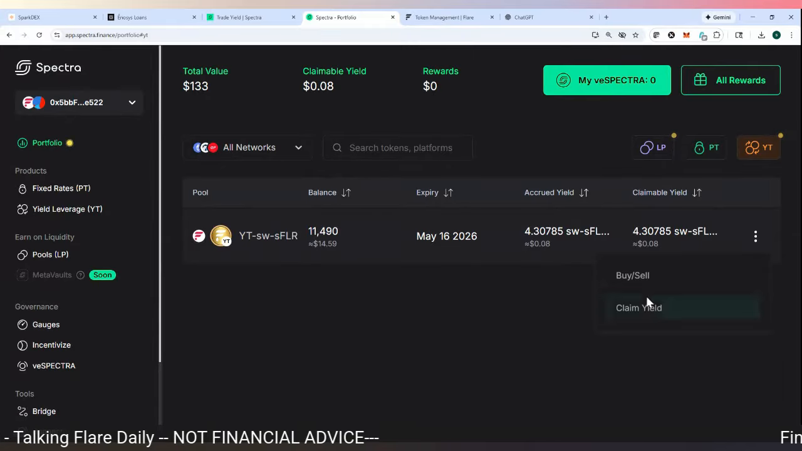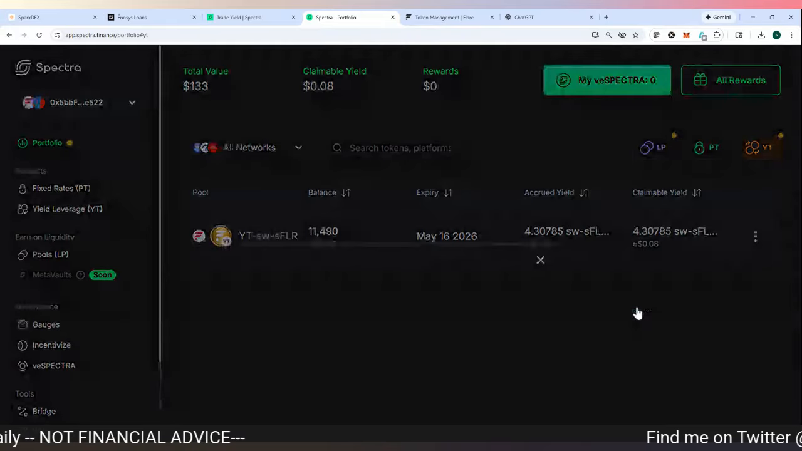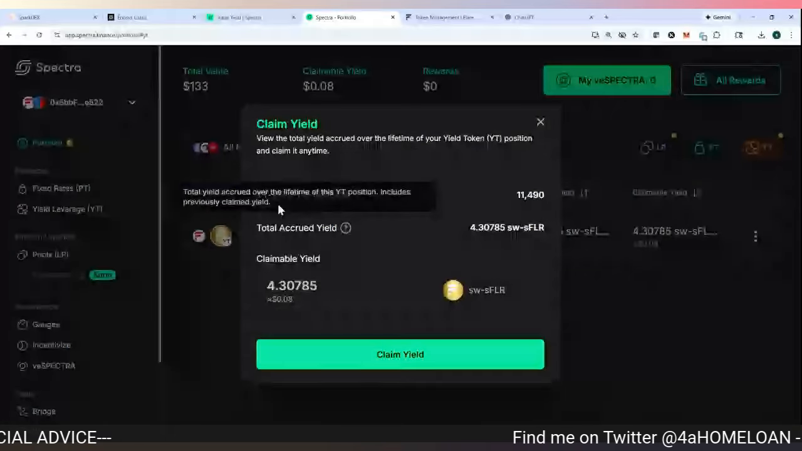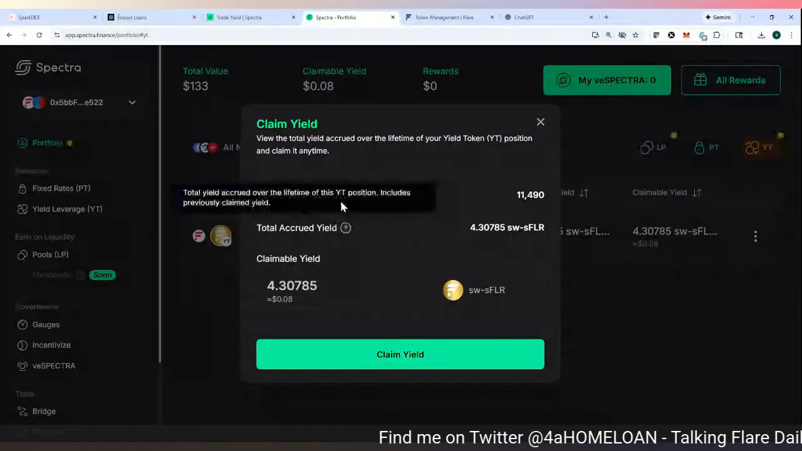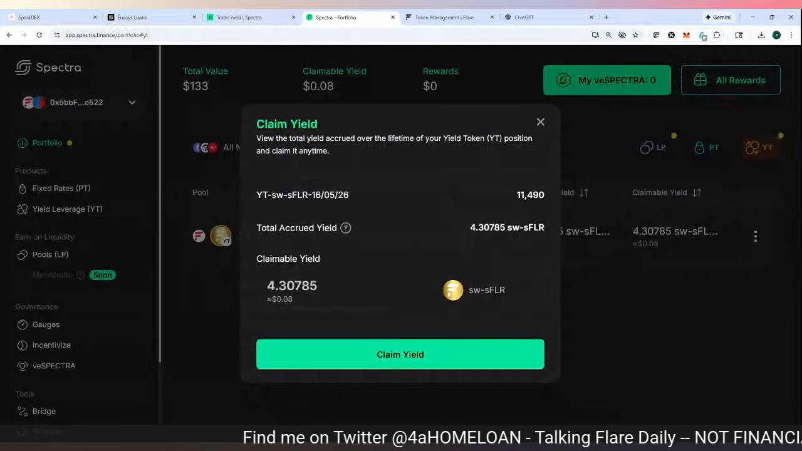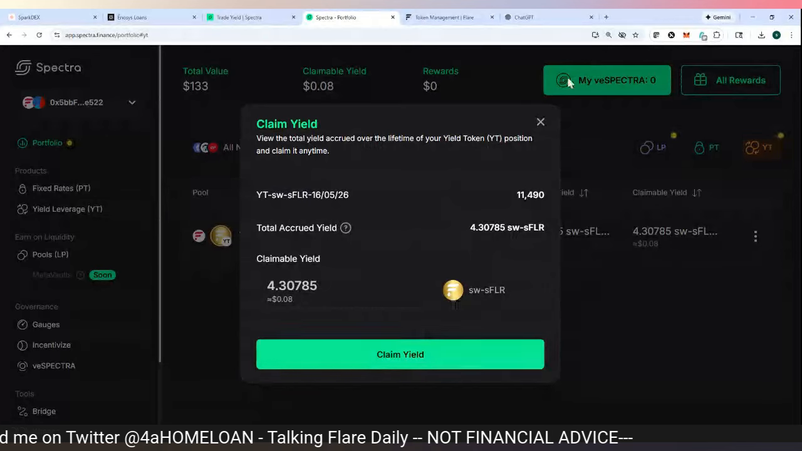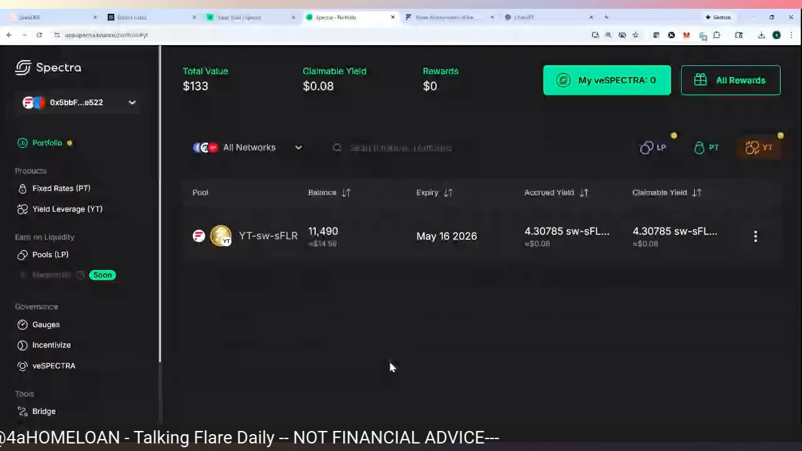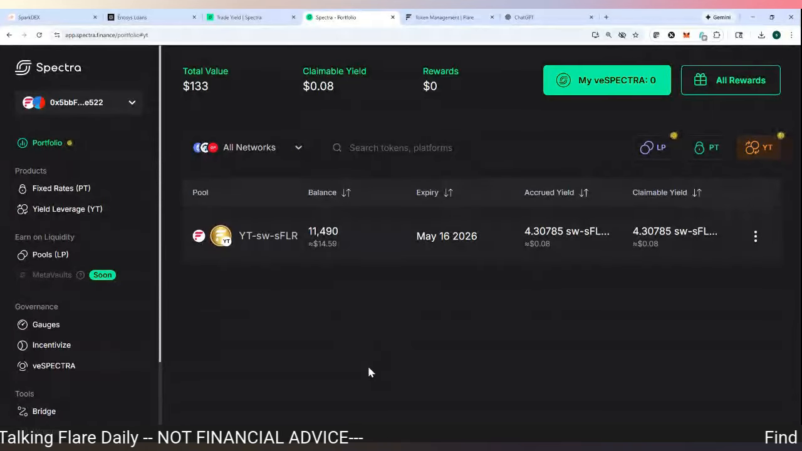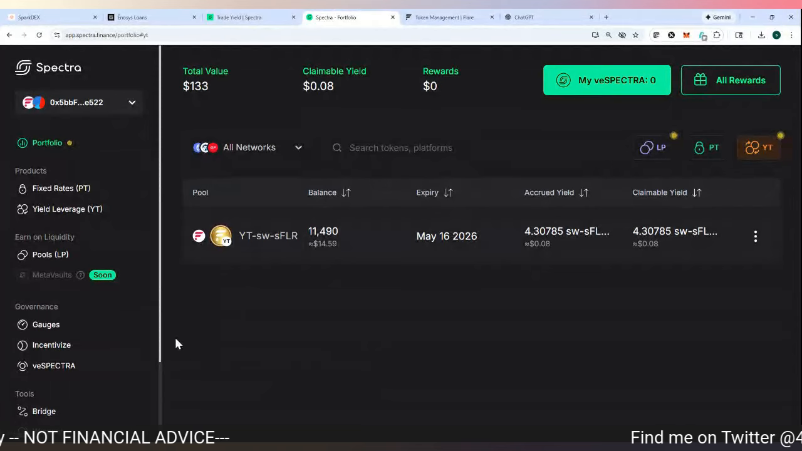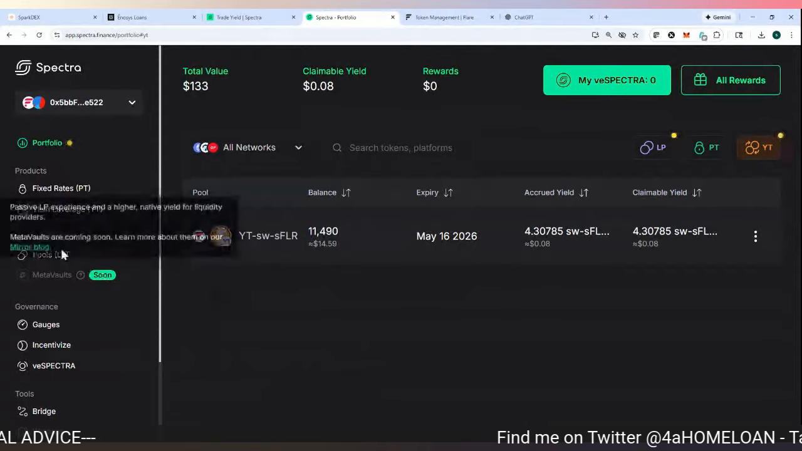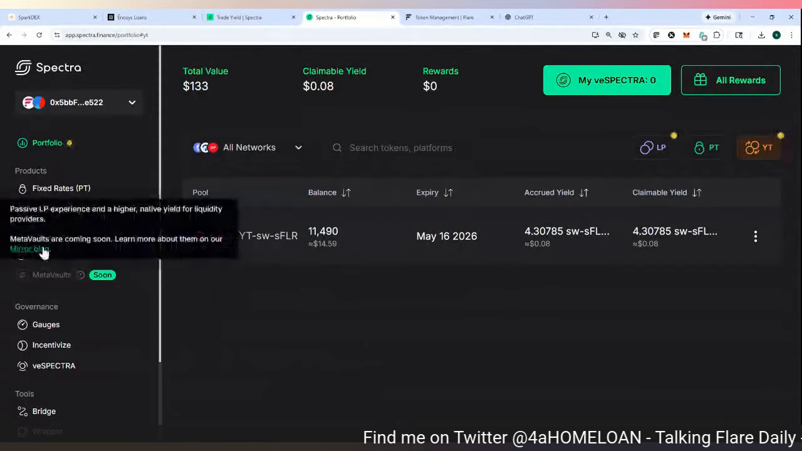All right, I can simply claim the yield, and it's going to pop up. All right, and it shows you my position. It shows you the yield I've accrued. So I've got 4 sFLR, right? And I can claim that. I'm going to save that for a day that I do the rewards claims, though, and let it build up a little bit. And then the last thing, let's go look at pools.